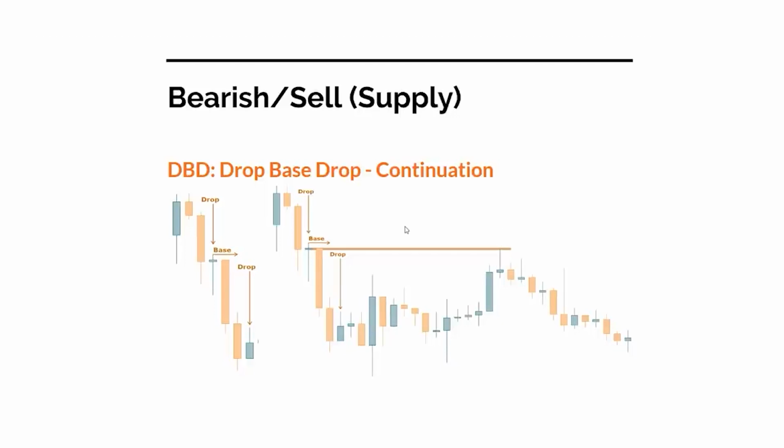So really these continuation patterns just allow you to get in on a trending market, more or less. This is the downtrend, retest of this supply zone. This drop base drop continues to the downside. The continuation patterns, the drop base drop and the rally base rally, just let you get in on trending markets basically.